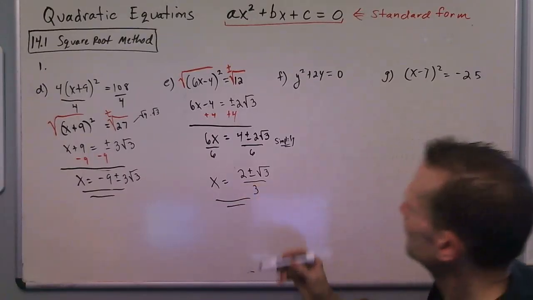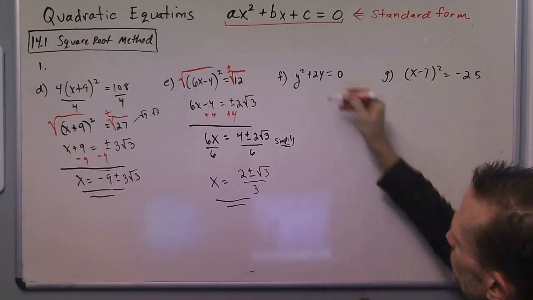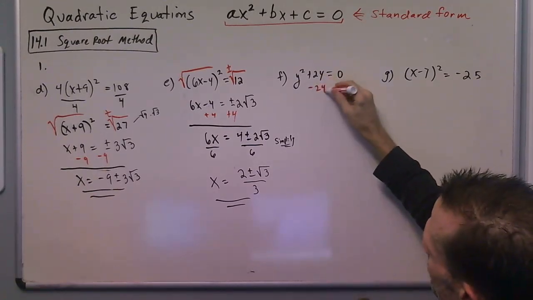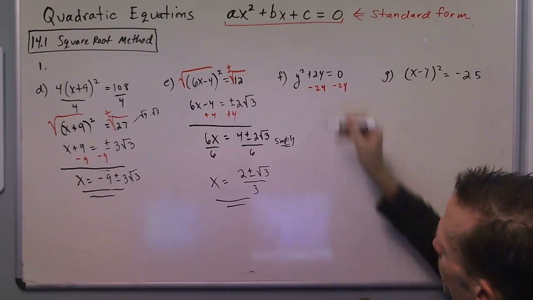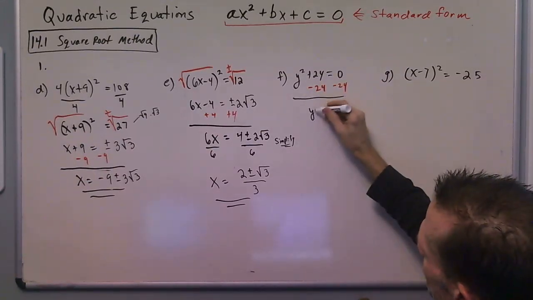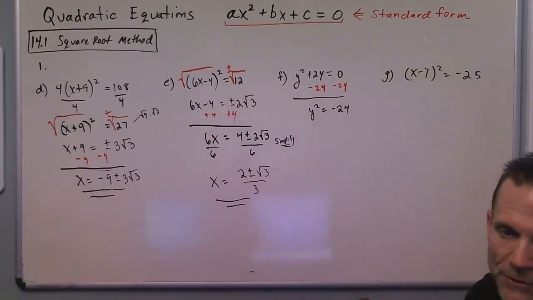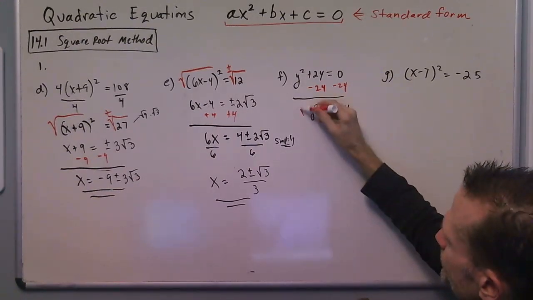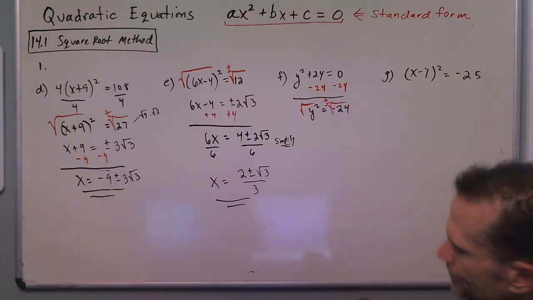Okay. On this one, I want to subtract 24 from both sides first to isolate my squared term. And I get y squared is equal to negative 24. Then I'm going to square root both sides. Don't forget your plus or minus again.